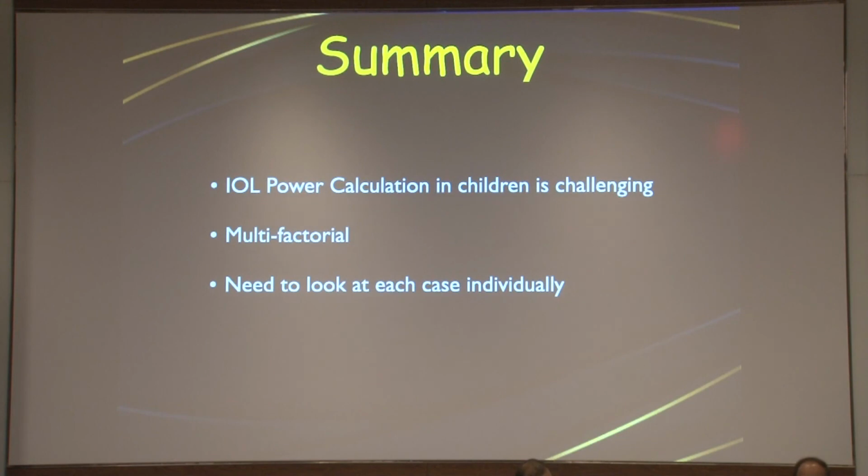So to summarize, IOL power calculation in children is very challenging, and the reason for it is that it is extremely multifactorial. And I think there is no one fixed recipe, one fixed formula that works well for all eyes or for all children or in all practices. We need to look at each eye or each case individually, keeping in mind all of the factors that we discussed.